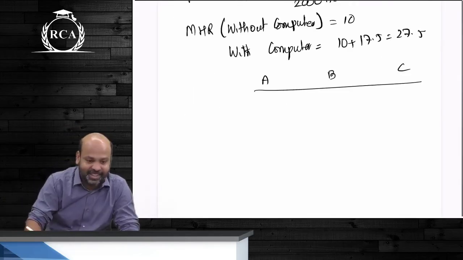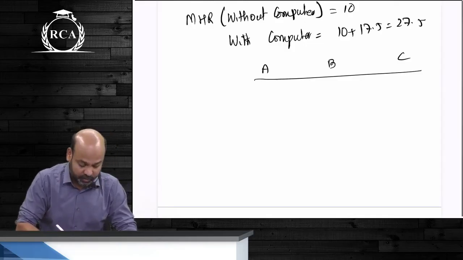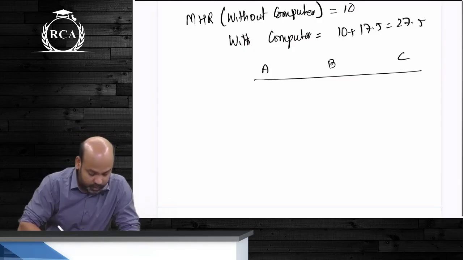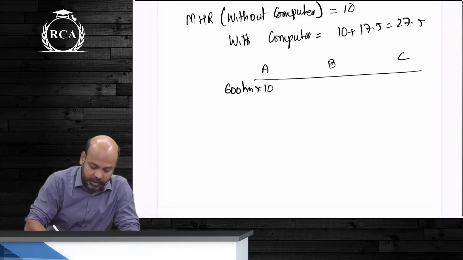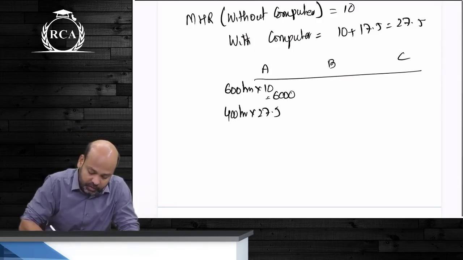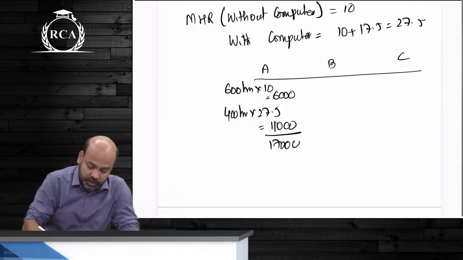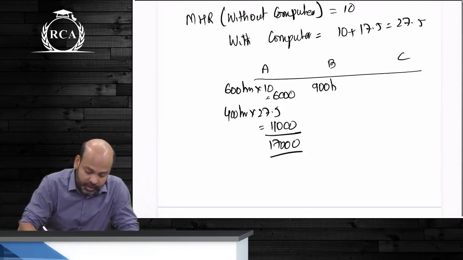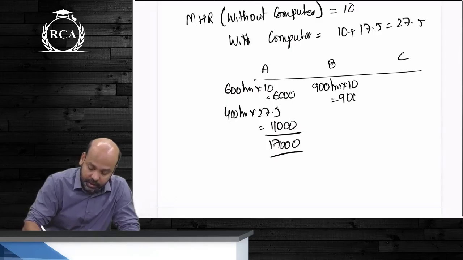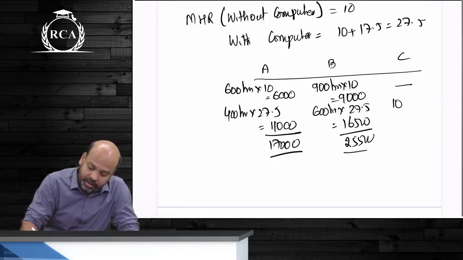Now for the second bit, individual jobs, can you tell me how much is the total charges that will be allocated? 600 hours into 10 rupees, 400 hours into 27.5. What is the total cost? 6,000 and 11,000. Total 17,000. For job B, it will be 900 hours multiplied by 10 rupees, that will be 9,000. 600 hours multiplied by 27.5, 16,500. The total of both is 25,500. There's no point doing it for the last one because it is only with computer.